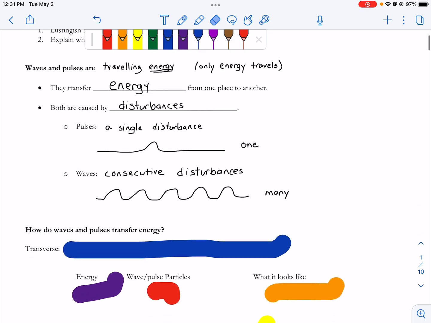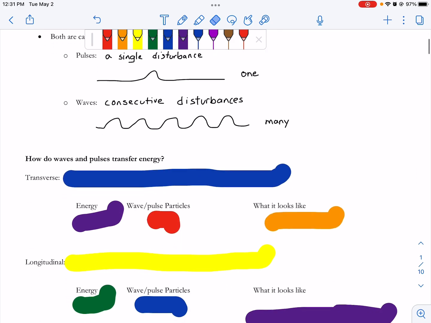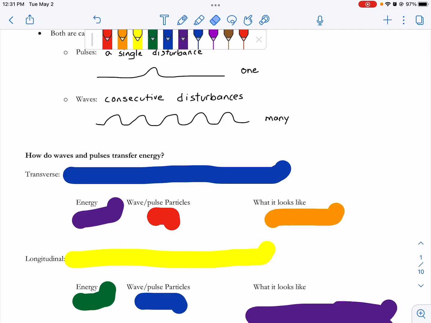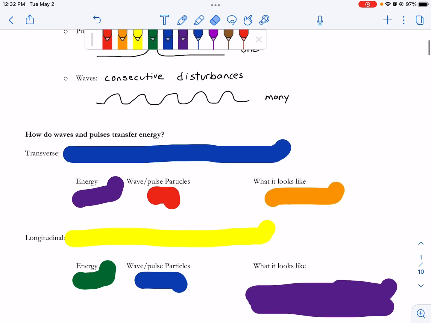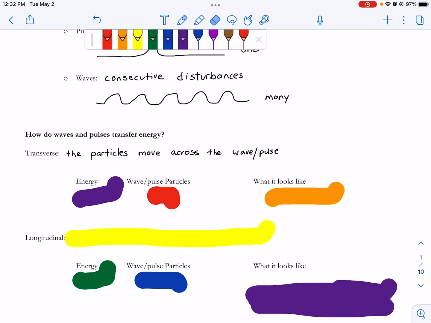So how do those things transfer the energy? Well, there's a couple of different ways that might happen, but it really happens because things are connected. There's two ways that we're going to talk about, and that is transverse and longitudinal. In a transverse pulse or wave, the particles are moving across the wave or the pulse, and that's kind of what I've already drawn up there. So it looks like this. The energy is traveling, say, to the right here, and the particles are going to go up and down.